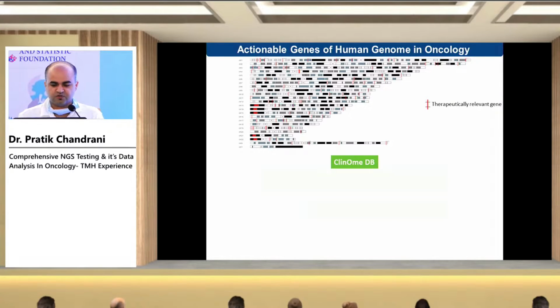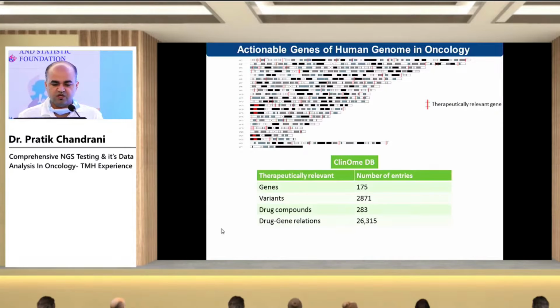In this CLINO, the first question we asked was, across the whole genome, what are the therapeutically relevant biomarkers and how we can catalog all of them in a single comprehensive NGS assay. So we have at present about 175 genes, which covers roughly about 3,000 different mutations. And all of these mutations correspond to 283 different drug compounds, and there are about 26,000 gene to drug relationships in this database. So by building this database, we are now able to catalog what is actionable, what is available, and how we can take advantage of it.